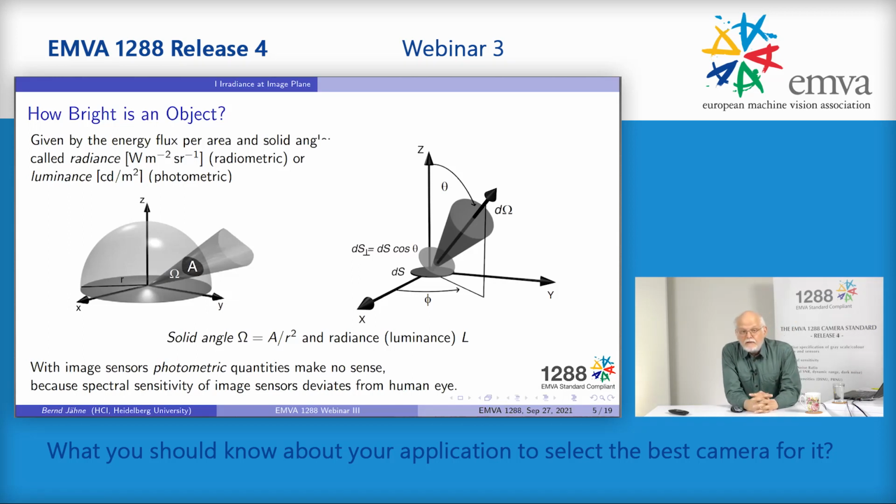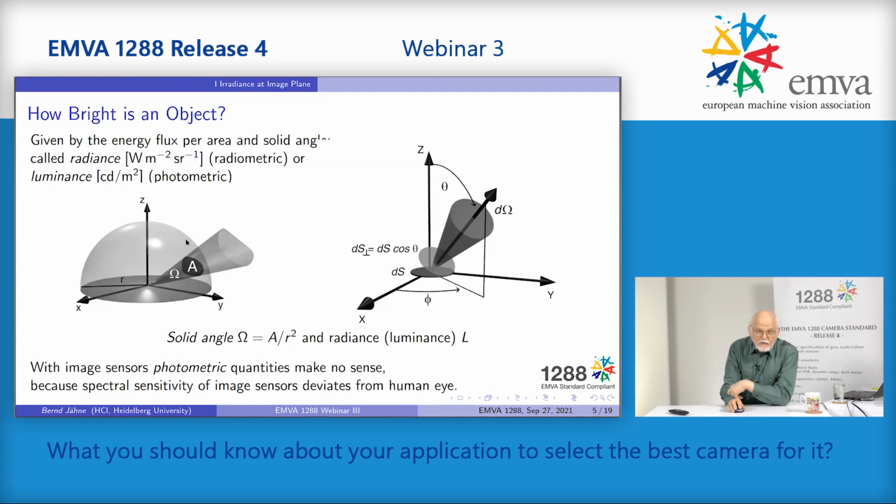And this function is called the radiance. That is the energy flux per area and per angle, but not per linear angle, but per solid angle, as it's called. That means per area, because our opening of the lens is an area. So that is basically the radiance of the object.